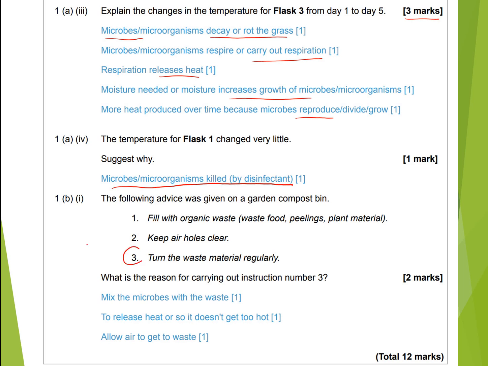And why should we turn the waste material regularly? It mixes the microbes with the waste. It helps to release heat so it doesn't get too hot. And it also allows air to get in. You only need 2 of these for this particular question. So pause the video, you can rewind it, check your answers, see where you're missing marks, okay? What the little steps are that you're missing out that will enable you to get maximum marks.